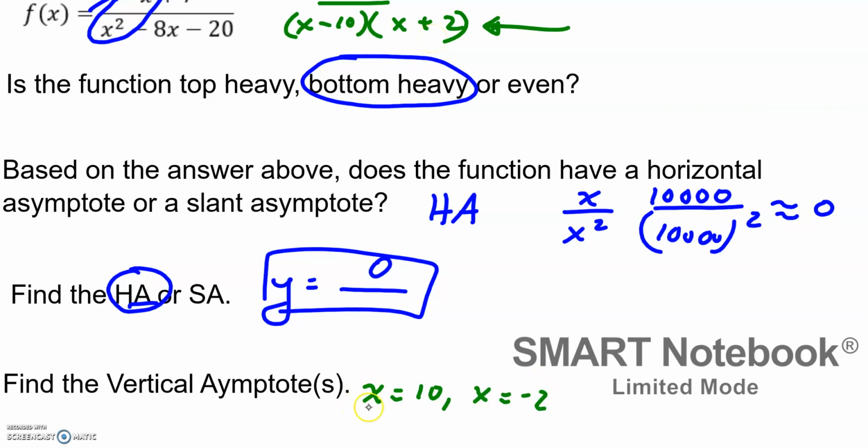The reason the equations are x equals and not y equals is because vertical asymptotes hit the x-axis and horizontal asymptotes hit the y-axis, hence y equals versus x equals.